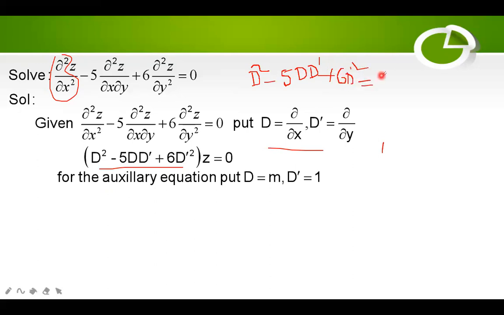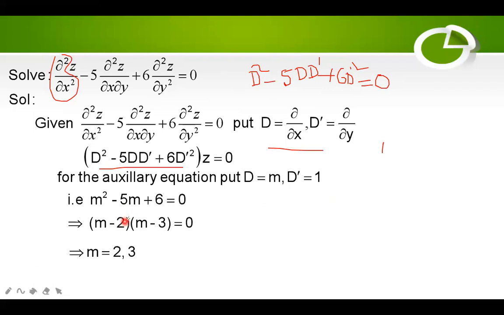Now in this you have to put D equal to m and D dash equal to 1. Therefore it is m square minus 5 m into 1 plus 6 into 1 square. So m square minus 5m plus 6 equal to 0. You know how to find the roots of this. We get m equal to 2, 3. So both roots are real and distinct.